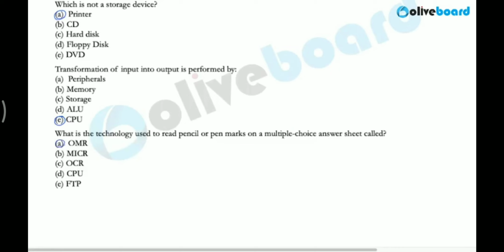And what is the full form of OMR? Did you say optical mark reader or optical mark recognition? Which is right? For OMR, the right answer is optical mark reader. For all the other terms like MICR or OCR, the R stands for recognition. But for OMR, we call it reader. As simple as that. Let's move to the next question.